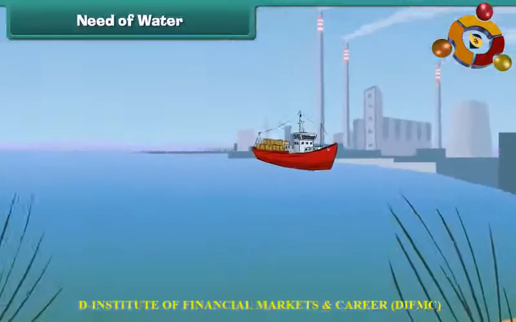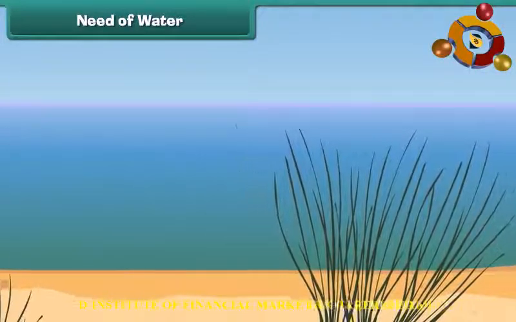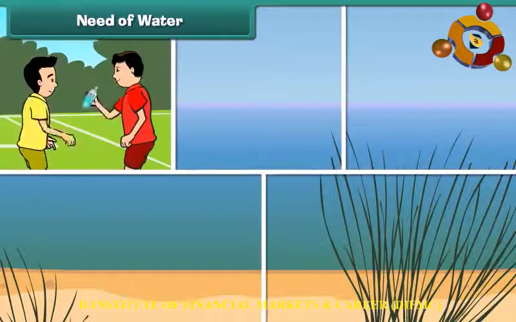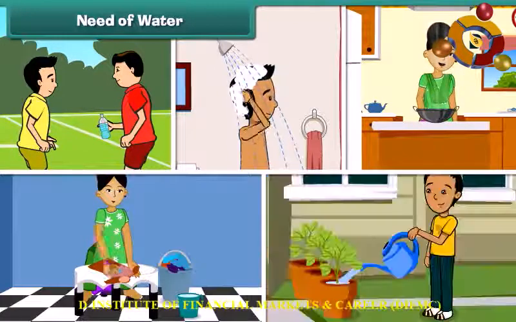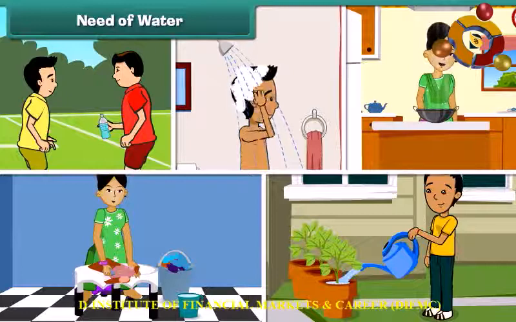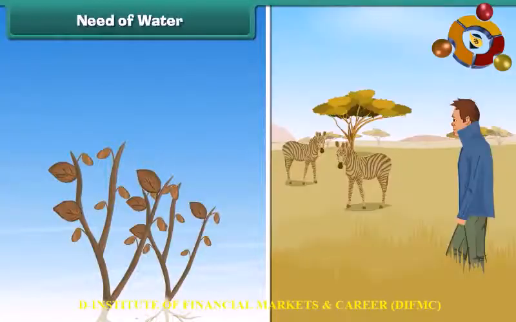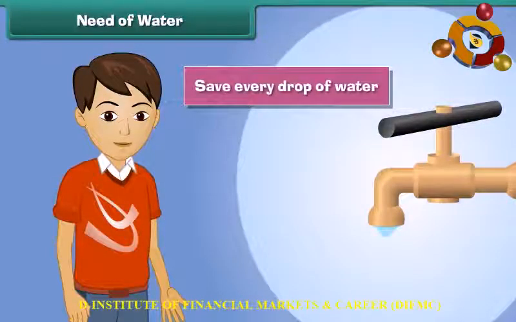We know air is very essential for our life, but did you ever wonder why water is so important? Yes, we need water to drink, to bathe, to cook, to wash our clothes, to water plants, and for so many other reasons. It is true that without water, the plants would die and people and animals would go thirsty. So, children, save every drop of water and don't let it go waste.